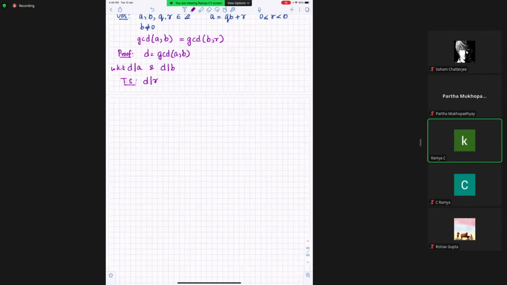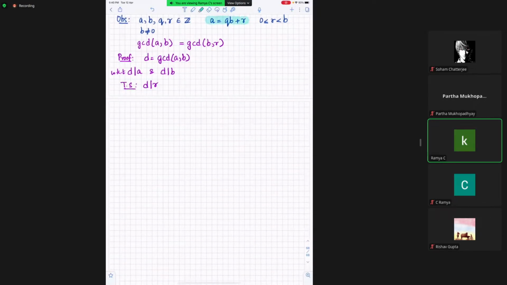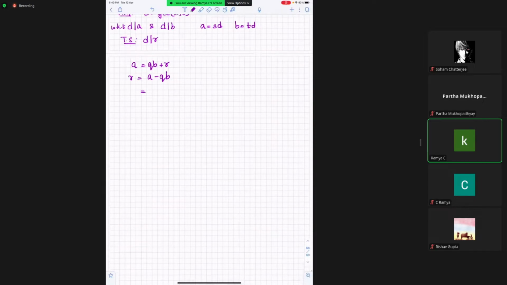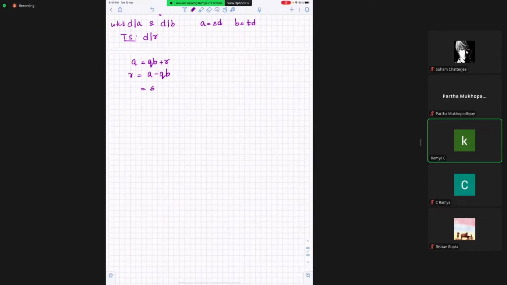So what is the equation that we have here? Let's begin with that. We know that A is QB plus R. And you know that D divides A, so A is some S times D and B is some T times D. When we say this, S and T are integers. Any other letters that I use are all integers too; I may not mention it regularly, so you can assume that they are.